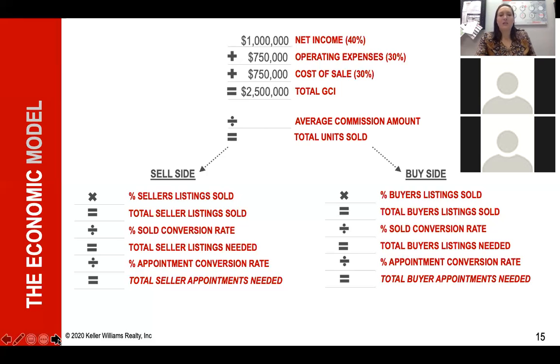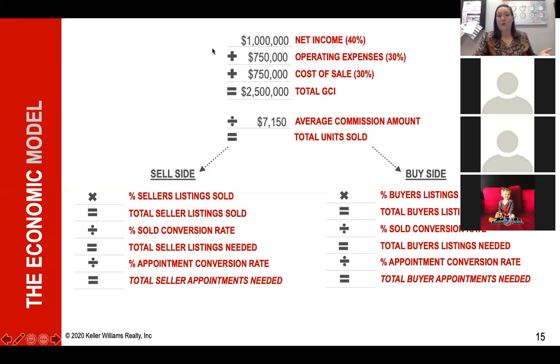Okay. Now for this example, their average commission amount is $7,150. Ours is $4,500, or your own. So that's where you look at your multi-year trend, your agent trend, and you can see over the last 12 months, over the last couple of years, what your average commission amount is, and you'll apply that to your formula. You're going to divide your gross commission by your average commission amount, and that's going to give you the total units that you need to sell.